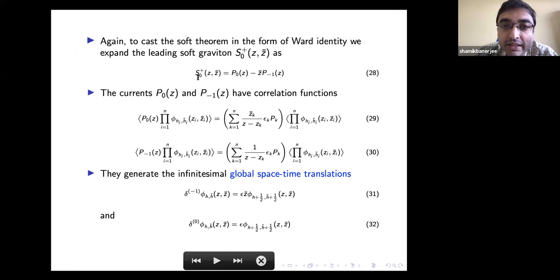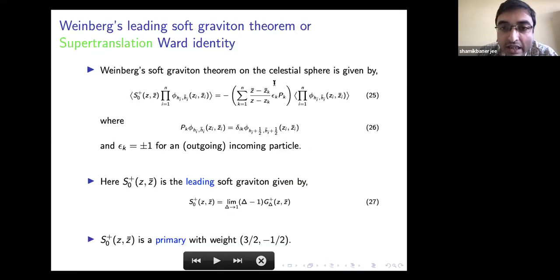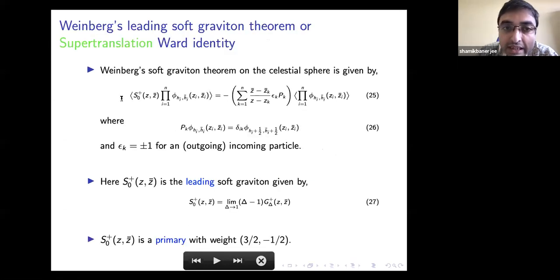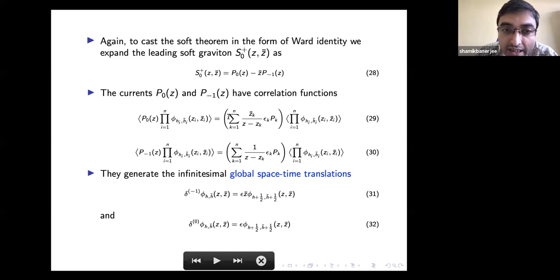Okay, now we can do the same thing. We can expand this S plus naught ZZ bar in powers of Z bar, and since on the right hand side we have a single power of Z bar, this expansion actually stops at Z bar, and we have two coefficients here, which I call P_0 Z and P_minus 1 Z. If I now substitute them back into this soft theorem, what I get is this, the correlation function of P_0 Z and P_minus 1 Z, and they have this form, and they are equivalent to the global space-time translations which act on this phi h bar in this way.